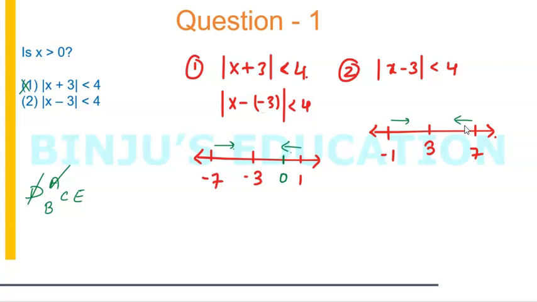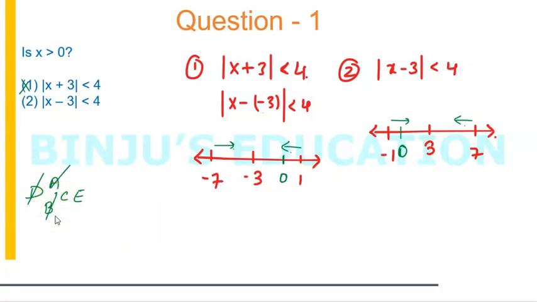Now the question is, is x greater than 0? Now 0 will be slightly on the right of minus 1. So x can be less than 0, x can be greater than 0, x can be 0 also. All of them satisfy. So do you have a conclusive answer to the question, is x greater than 0? The answer is no, you don't, which means B is out.